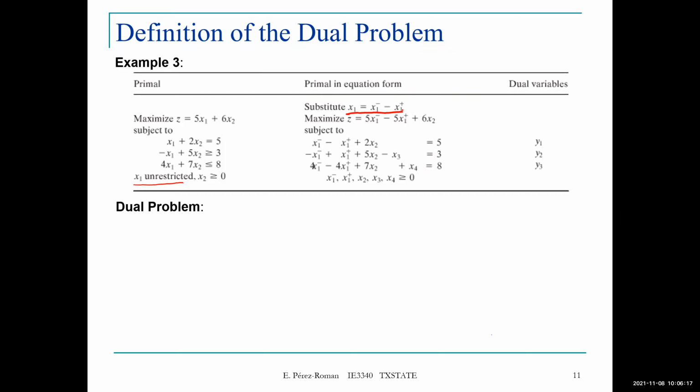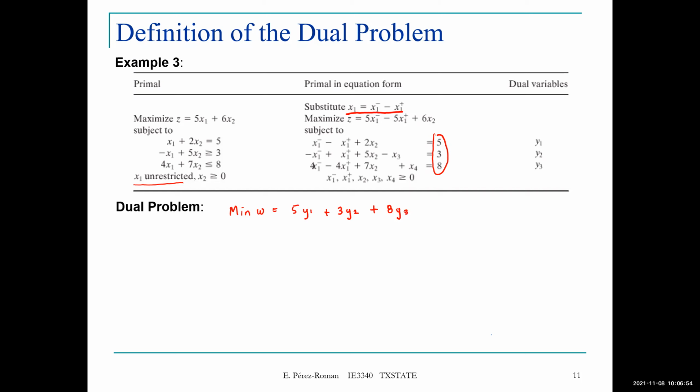So in this problem, we have 3 dual variables, because we have 3 constraints. We're going to proceed in the same way. We have a maximization problem that we are going to make a minimization problem, and we're going to use these coefficients to formulate the objective function. So this is 5y1 plus 3y2 plus 8y3.